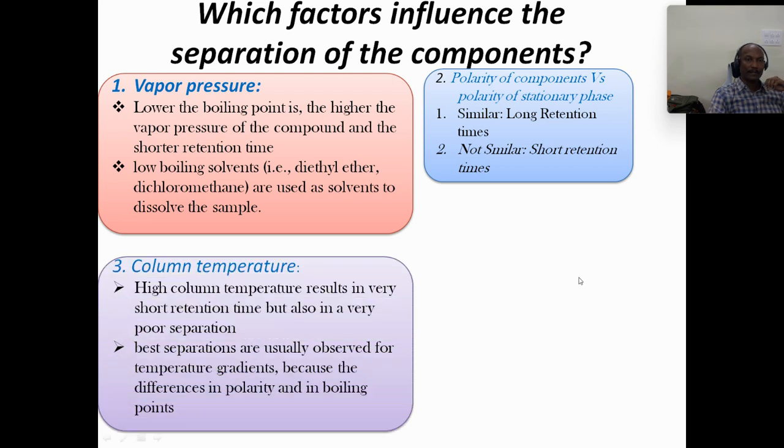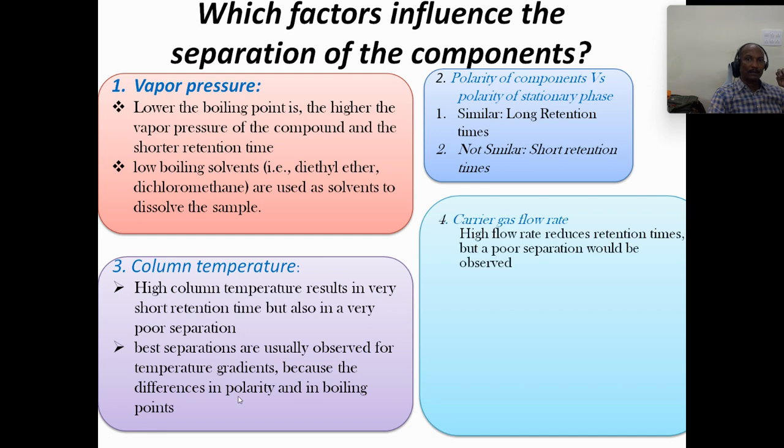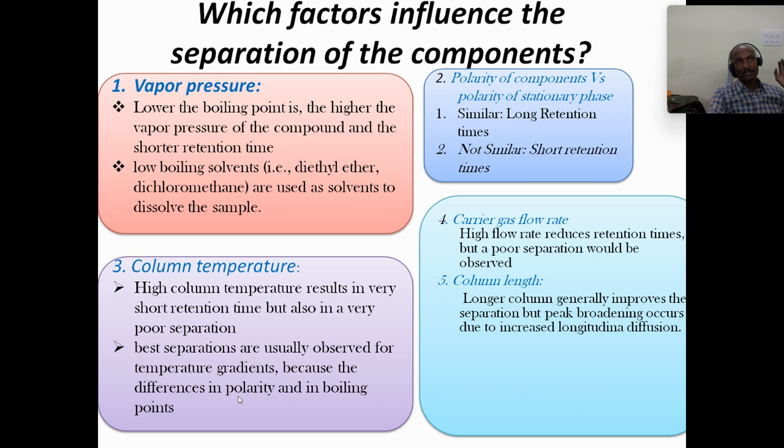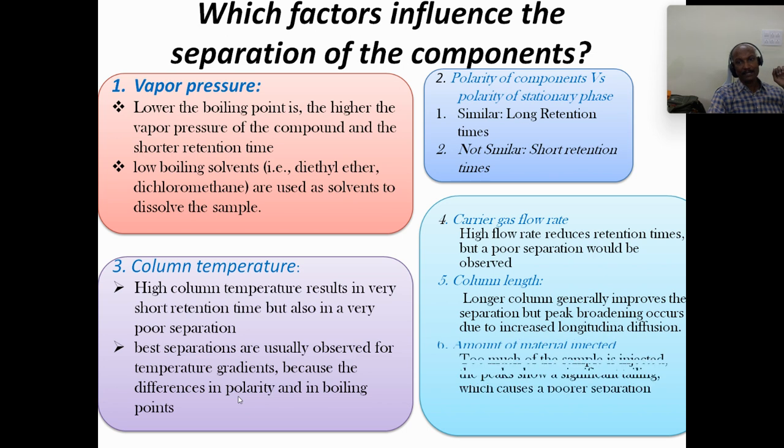Next, column temperature. High column temperature mainly results in very short retention time, but also in very poor separation, whereas the best separations are usually observed with temperature gradients because of the differences in polarity and boiling points. Next, one more important aspect is carrier gas flow rate. High flow rate reduces the retention times, but poor separation would be observed. And column length: longer columns generally improve the separation, but peak broadening will also occur due to increased longitudinal diffusion.